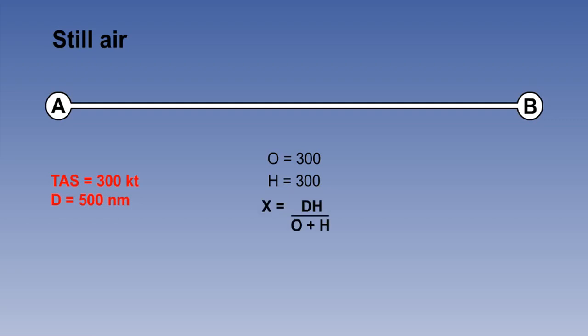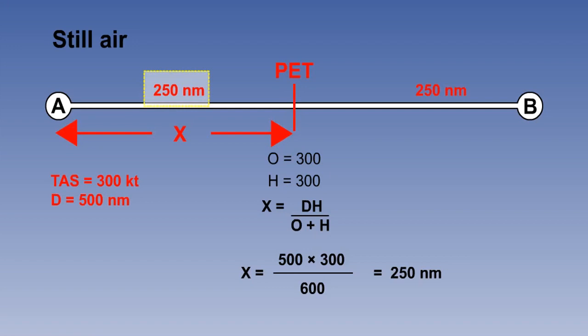Let's write the formula down. X equals dh over o plus h. D is 500, and o and h are both 300. So x, the distance to the point of equal time, is 500 times 300 over 600, which comes to 250 nautical miles. This is halfway, which was exactly what we found when we did a still air example earlier.